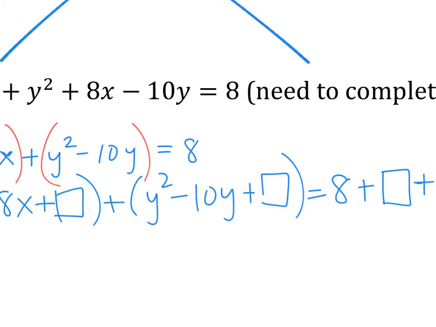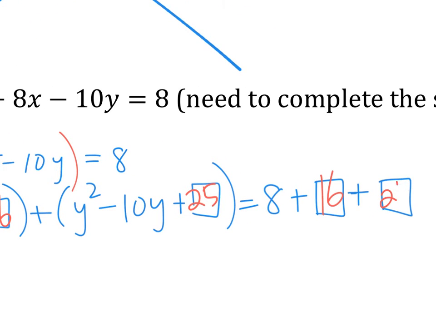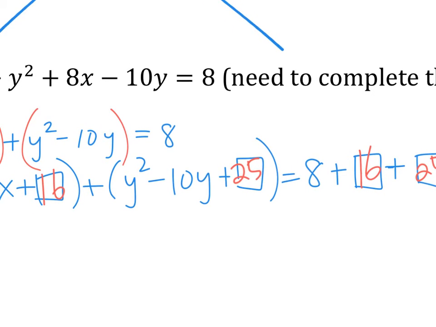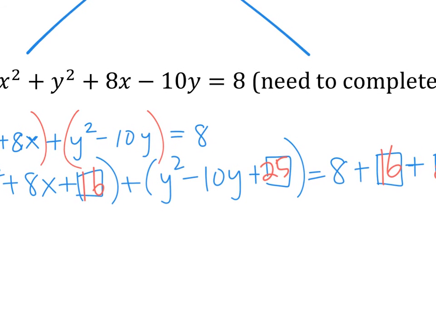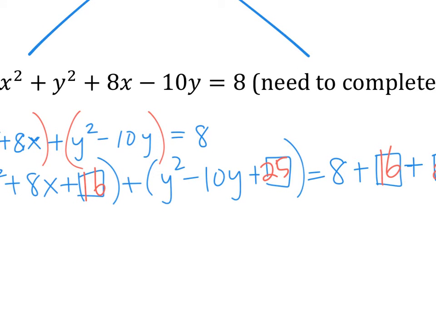Okay, so what goes into the first magic number box? 16, very good. So I'm going to put 16 here and here. What goes inside the second magic number box? 25. So I'm going to let you finish this question. So you're going to factor, simplify, and then you are going to find the center and the radius.